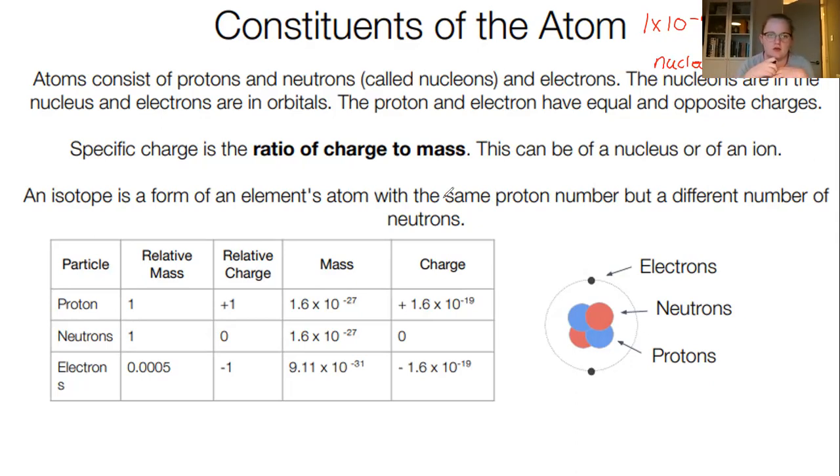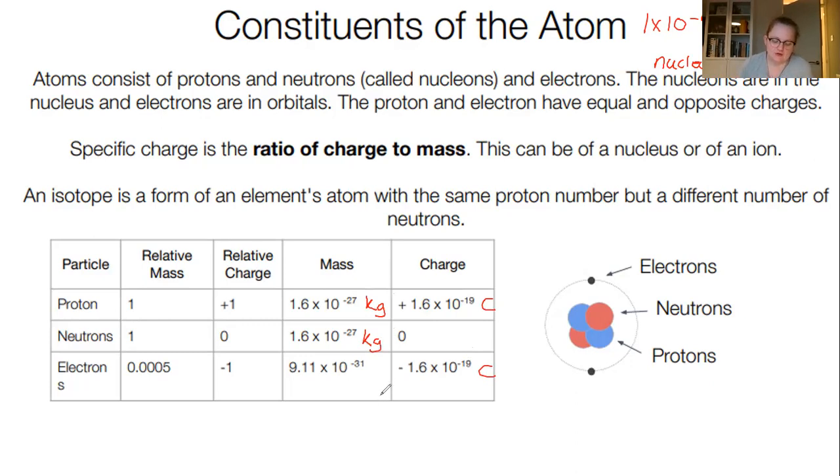So our protons have a relative mass of 1 and a relative charge of 1. Their charge is going to be in coulombs, as we've already spoken about the base units, so 1.6 times 10 to the minus 19. Their mass is going to be in kilograms, because that is our base unit. Neutrons have a relative mass of 1, a relative charge of 0, and a mass of 1.6 times 10 to the minus 27 kilograms.